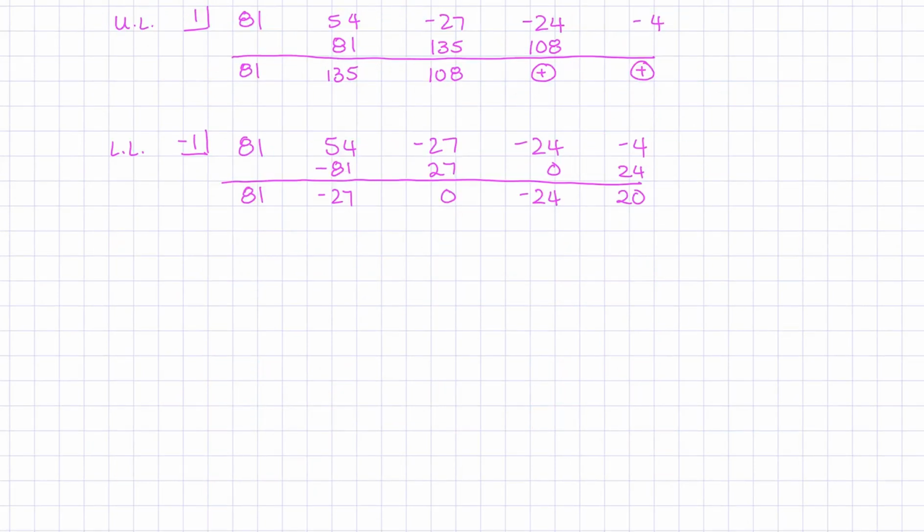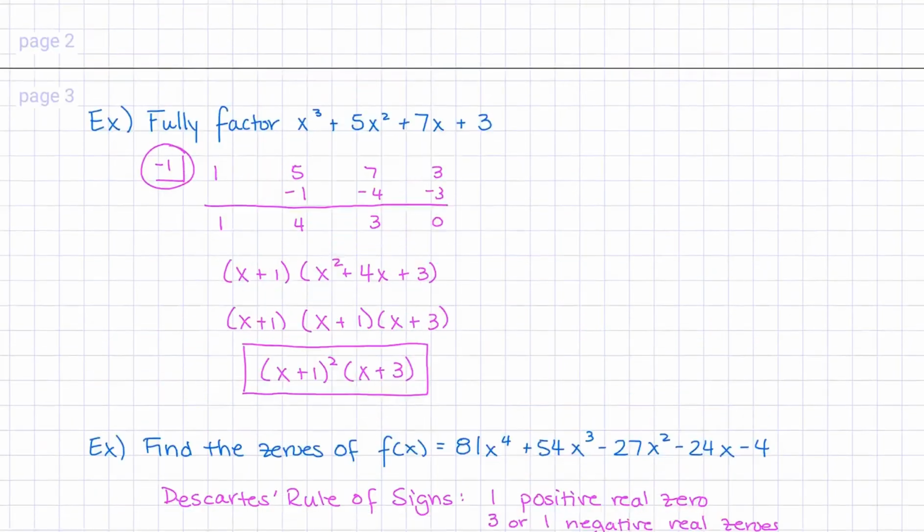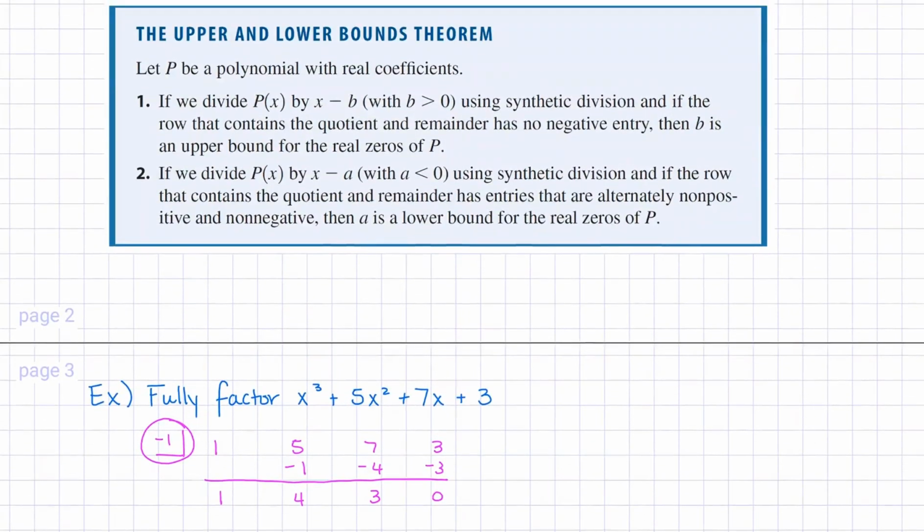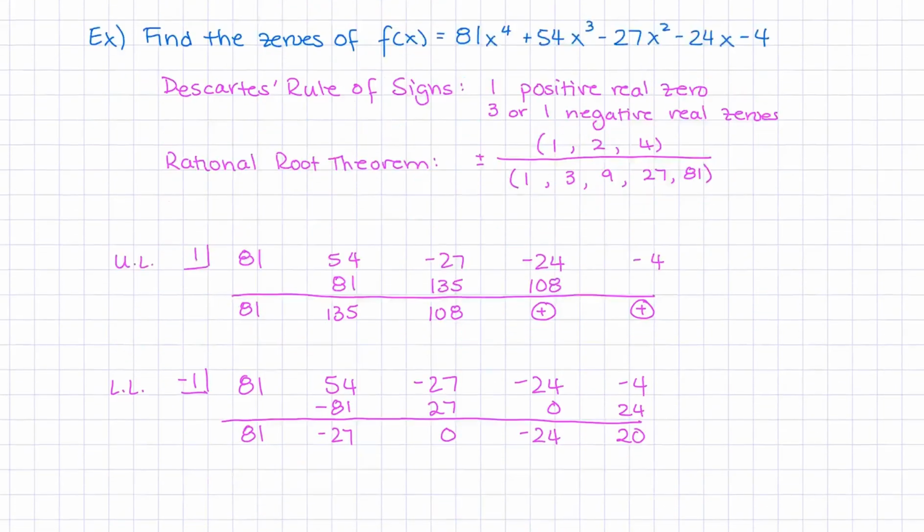We just found a lower limit because let's take a look at the wording. The wording up here in the upper and lower bounds theorem, if we look at the lower bounds one, if the bottom row has entries that are alternately non-positive and non-negative. So you have to plug in a negative number, and you have to get the bottom row to be alternately non-positive and non-negative. And so let's take a look.